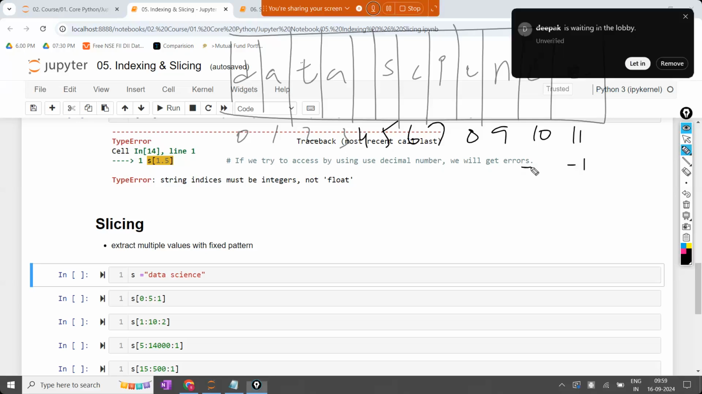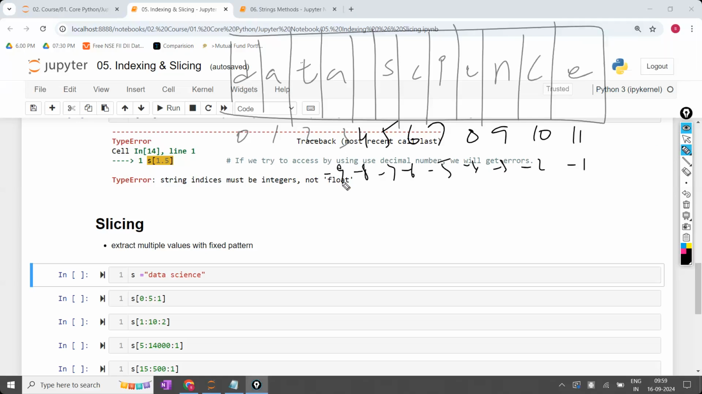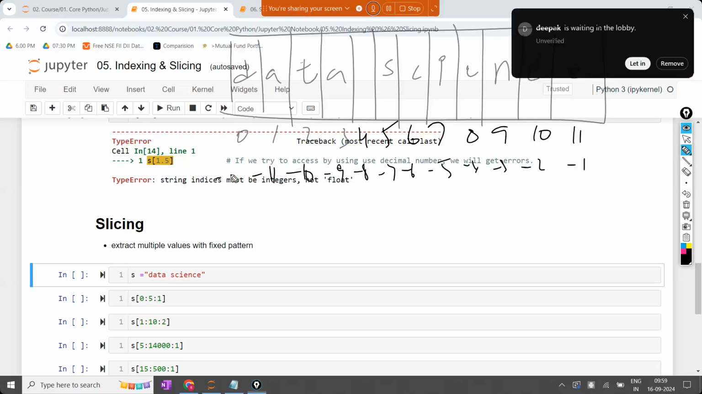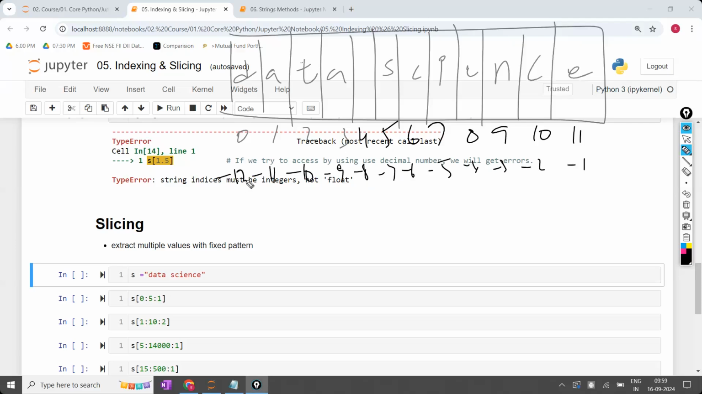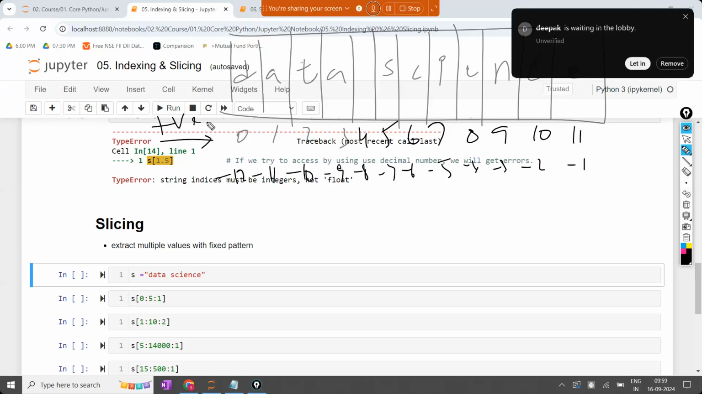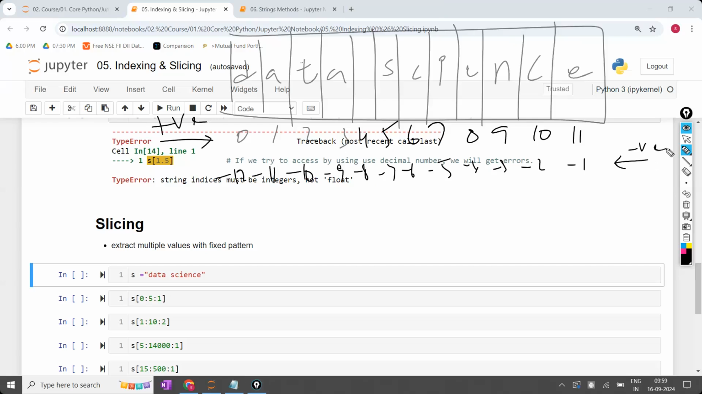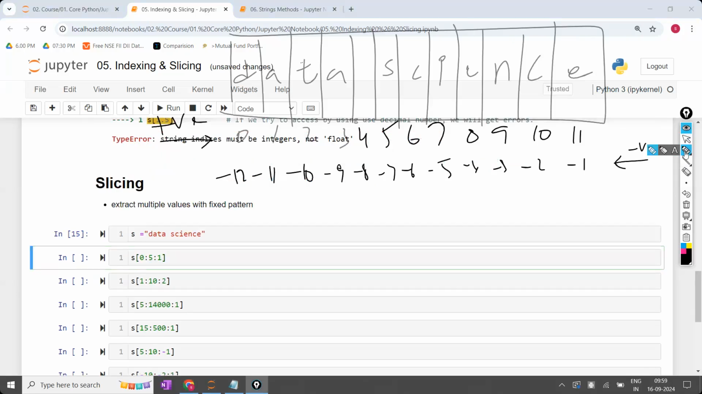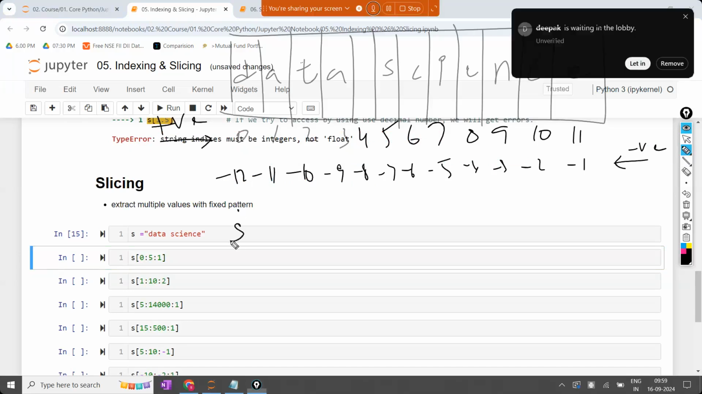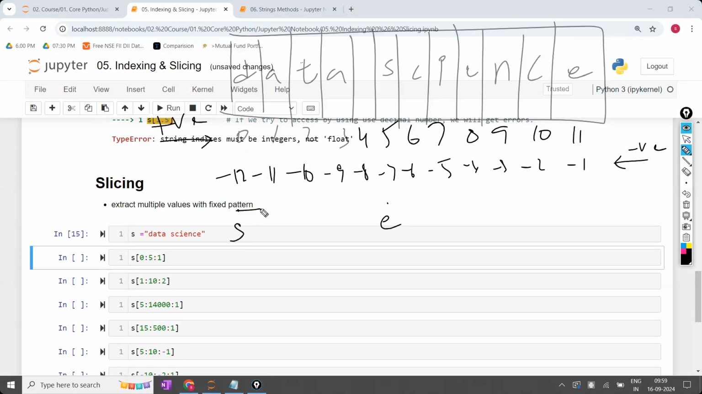-1, -2, -3, -4, -5, -6, -7, -8, -9, -10, -11, and -12. This is the positive direction. This is the negative direction. Question number 1. First, let me execute S is equal to data science. The moment I execute, it will create like this. Question number 1: 0 to 5. Where is 0? Here. Where is 5? Here. 0 to 5, and the direction is positive.